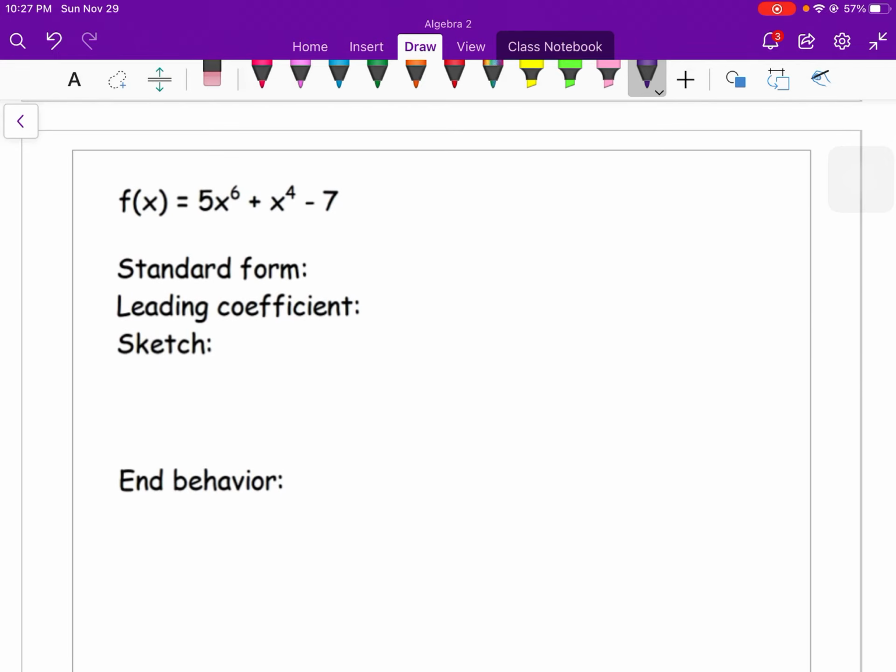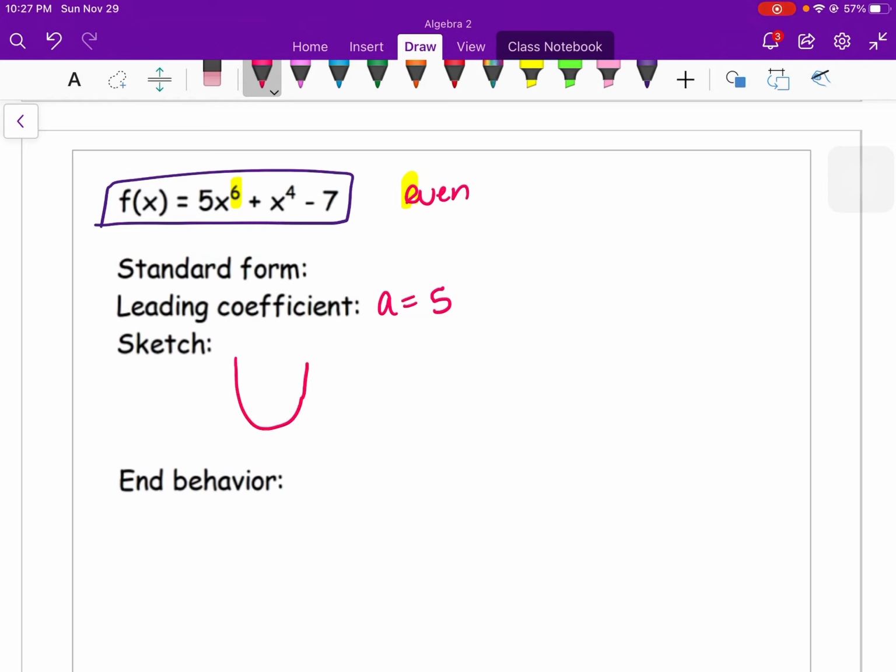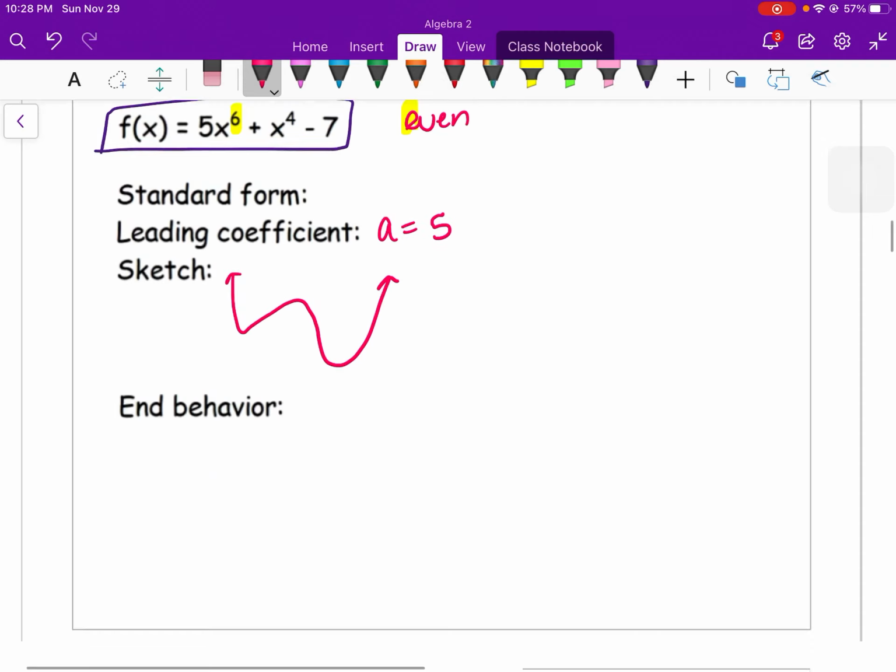Whereas this one is already in standard form, but it is an even function, and a is +5, which means it would have positive even, so it'd open up. Now it's a degree of 6, and so it might have a few more turns in there, you know. It's not going to be a perfect parabola.